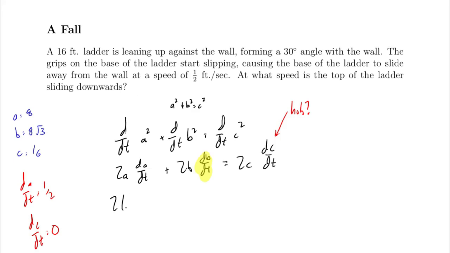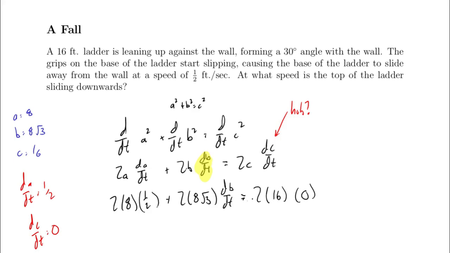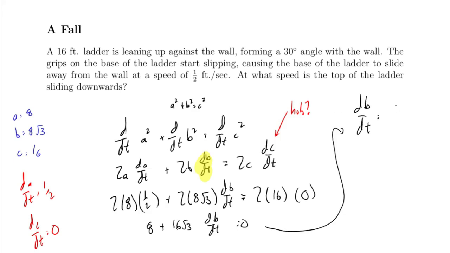We have 2 times 8 times half plus 2 times 8 root 3 times dB over dt equals 2 times 16 times 0. We don't have to worry about this. This is all going to go to 0. So we have 8 plus 16 root 3 dB over dt equals 0. And if we solve for dB over dt, we're going to get negative 1 over 2 root 3.